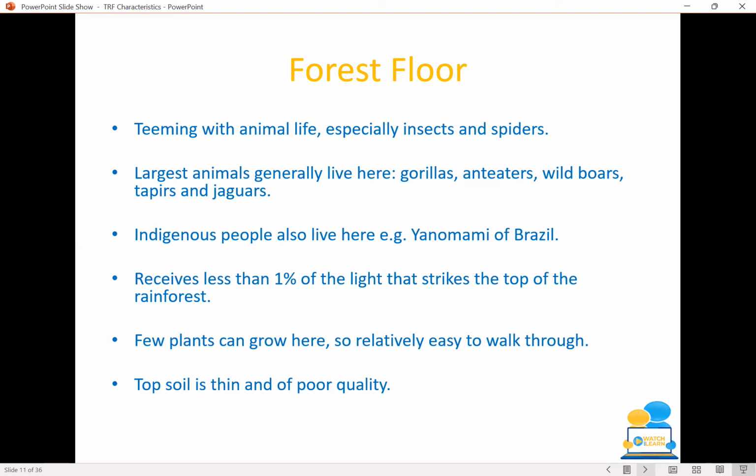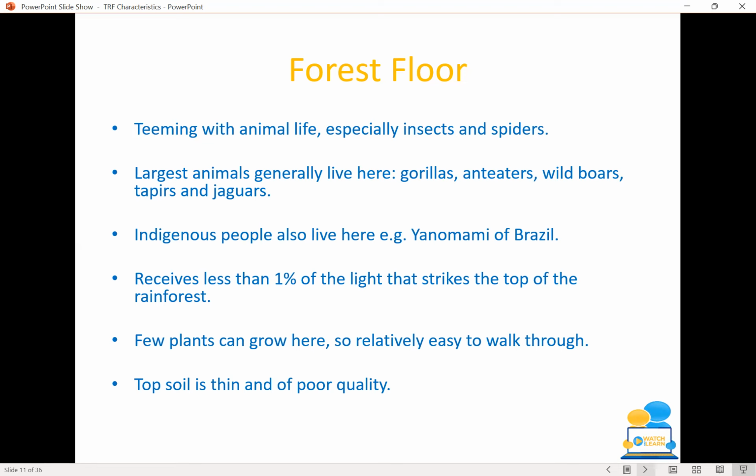They still use their traditional way of living within the tropical rainforest. This part of the forest only receives 1%, even less than 1%, of the light that strikes the top of the rainforest. So in terms of growth and things like that, it's a lot harder for plants to grow at this part of the rainforest due to the fact that it's not getting much sunlight.